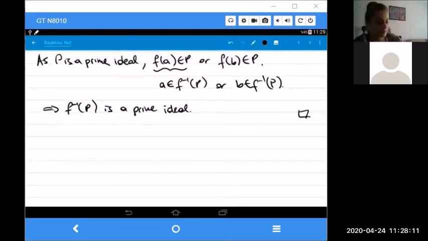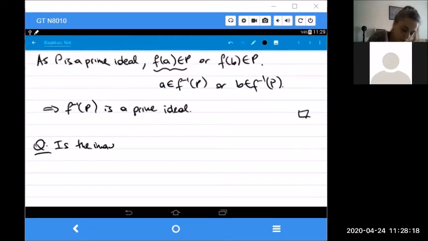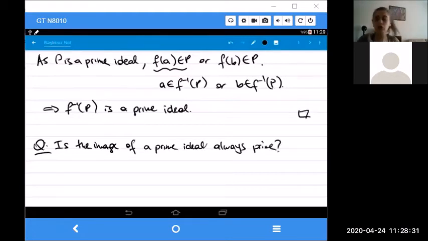What about the images? The question is, is the image of a prime ideal always prime? Do you have any counterexample, or do you have any comment on this? Is it always true? We know that the preimages of prime ideals are prime, but what about the image? The image of a prime ideal is prime or not? It is not always the case. So our answer is no.